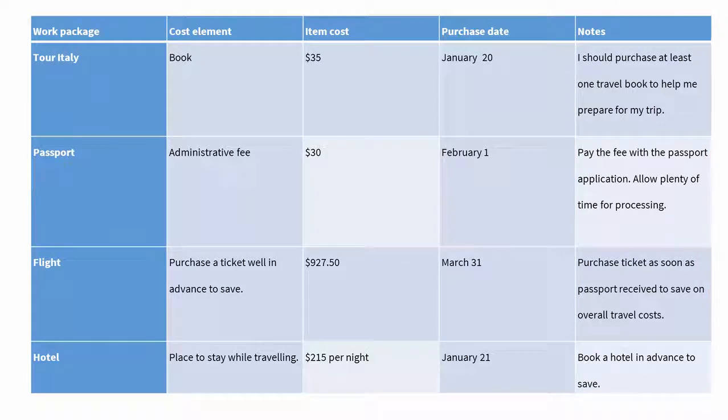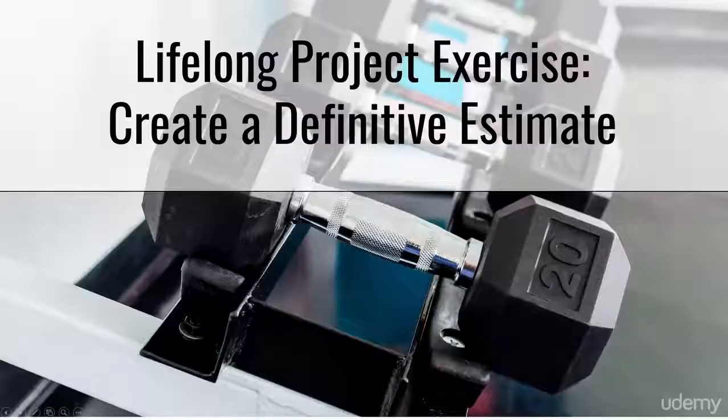Now, it is called a definitive estimate because I am assigning a cost to the individual items in my project. You may have heard of a rough order of magnitude or a budget estimate. Well, those are at a higher level. A definitive estimate is very specific with each one of the work packages. So you'll be using your activity list and your work breakdown structure in this exercise to create a definitive estimate.